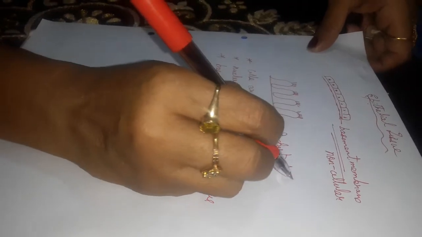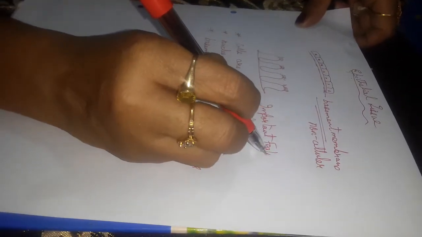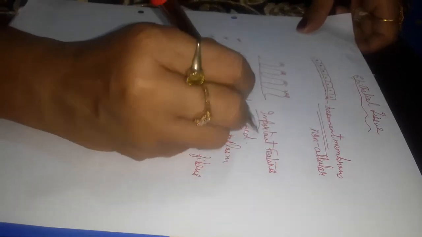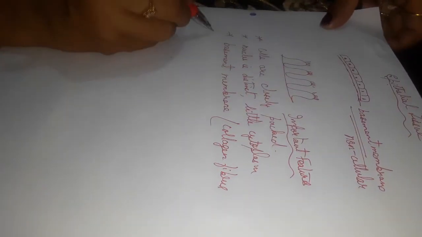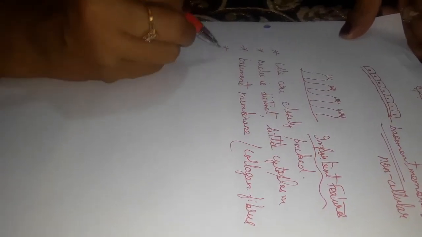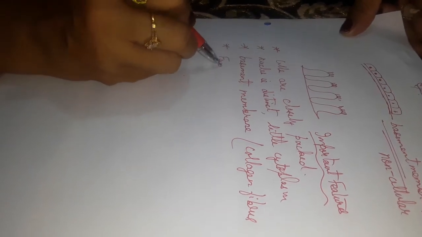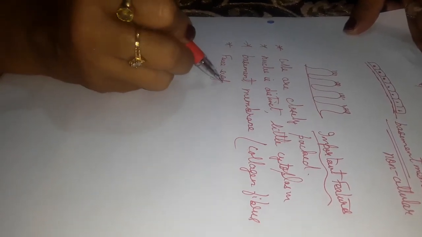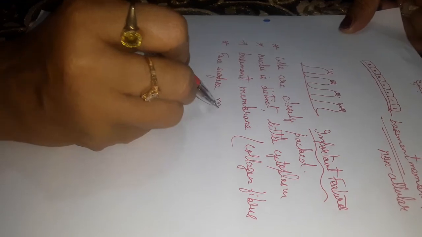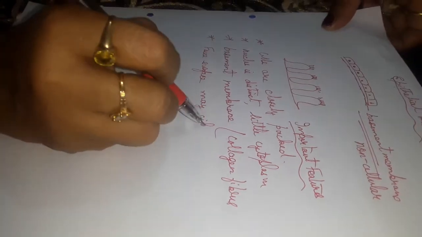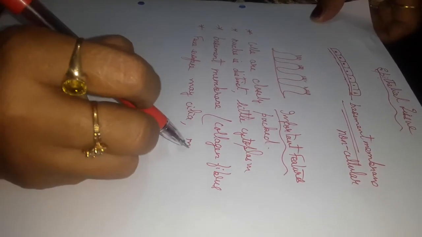These are the important features of epithelial tissue. If you are asked in general what the characteristic features of epithelial tissue are, moreover, the free surface may have cilia or microvilli.